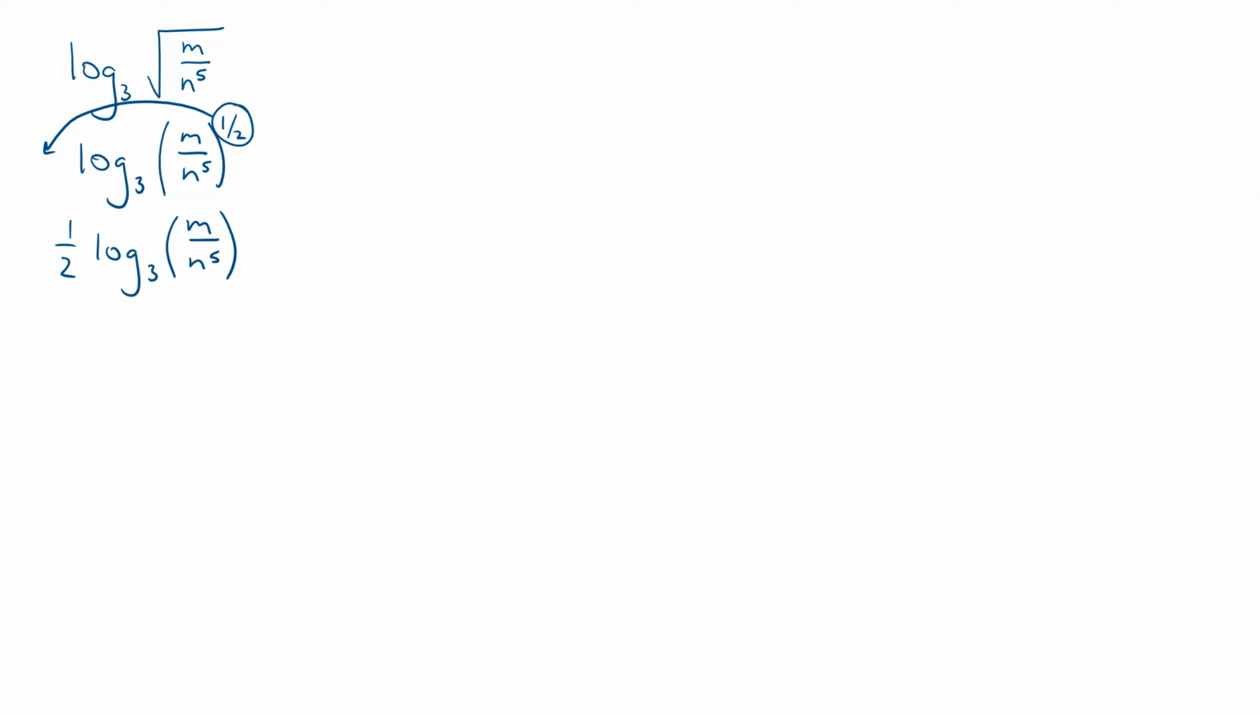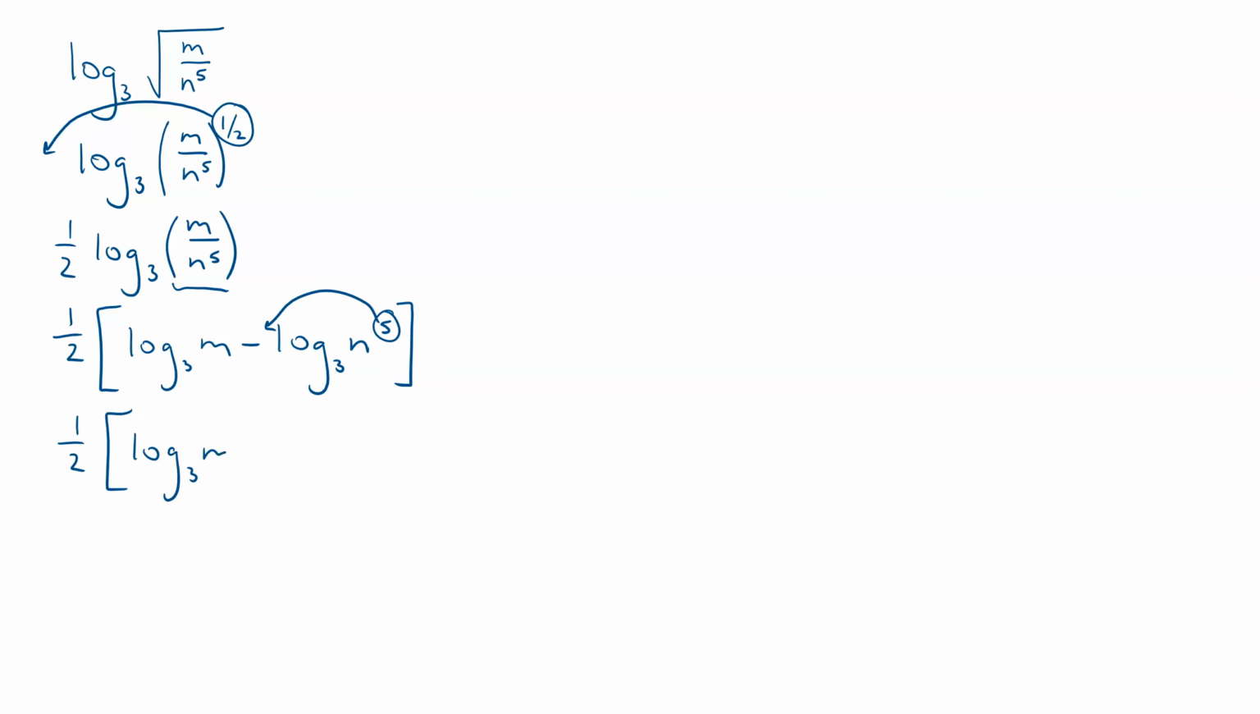I know that with logs, a single log that's being divided can become two logs that are being subtracted, and this 1/2 on the outside will apply to both of them. So now if we want the froggy to jump off the loggy here, we have 1/2 times log base 3 of m minus 5 log base 3 of n. And now we can have the 1/2 distribute through to get 1/2 log base 3 of m minus 5/2 log base 3 of n. And there it is.